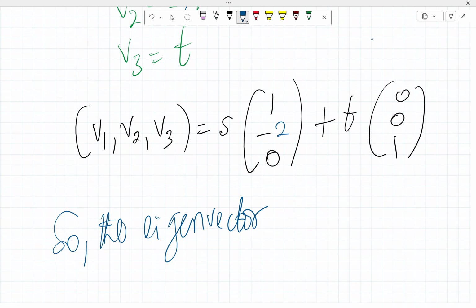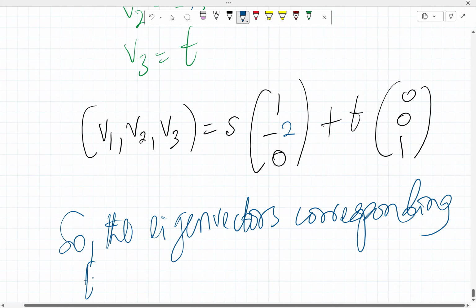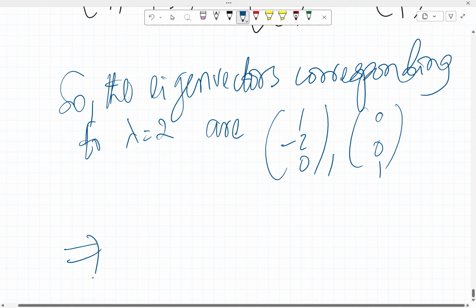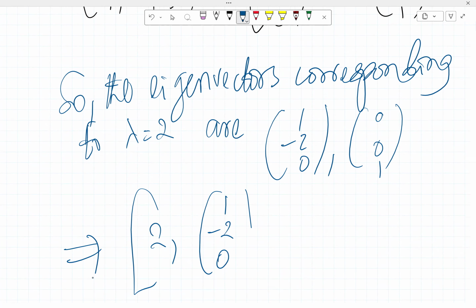So the eigenvectors corresponding to lambda equals 2 are 1, minus 2, 0 and then 0, 0, 1. So if you want to write it the way I've been writing it, this implies that we have 2, comma, 1, minus 2, 0, and then 0, 0, 1.